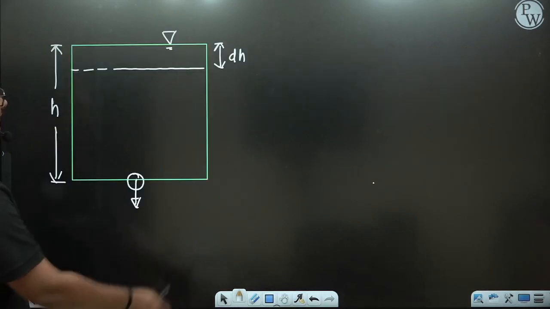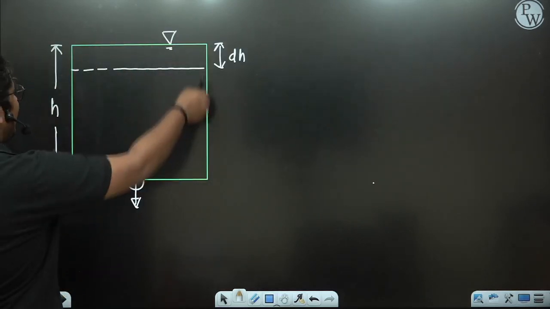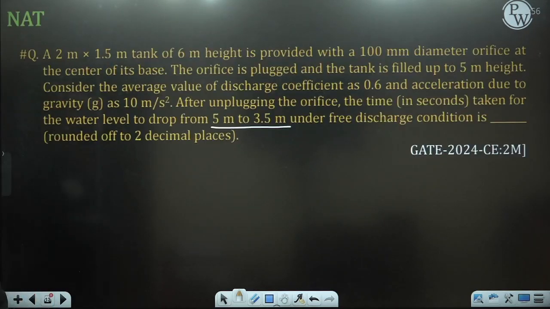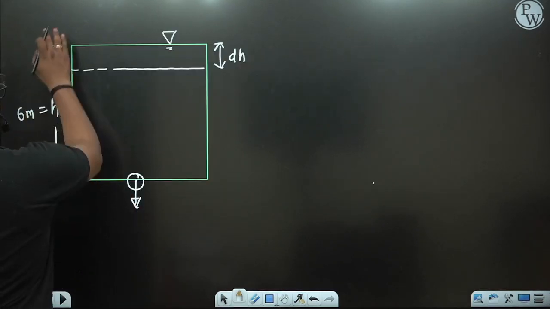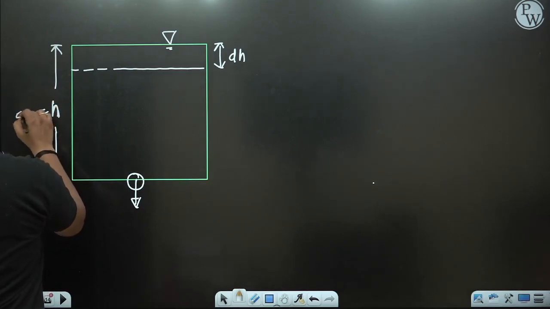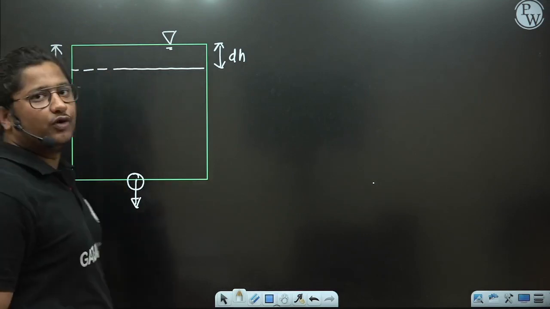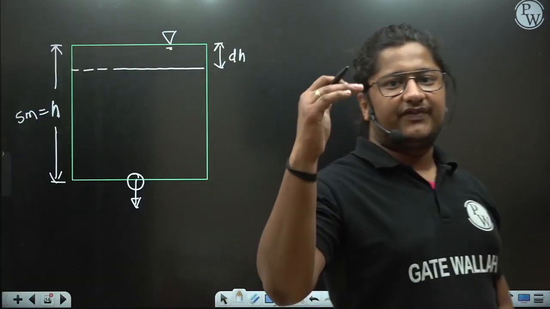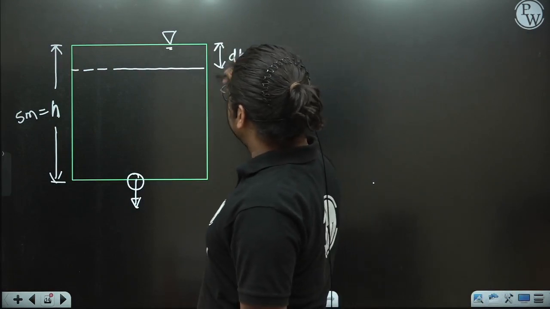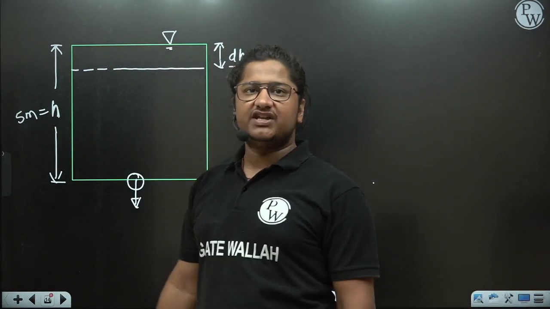So I have drawn a tank. The height of this tank is 6 meter, which is mentioned here. The total height is 6 meter. The depth of water they have given is 5 meter. So from 5 to 3.5, this much change is occurring.